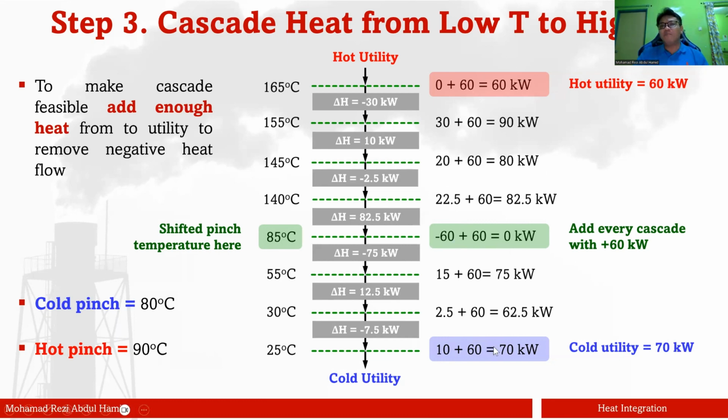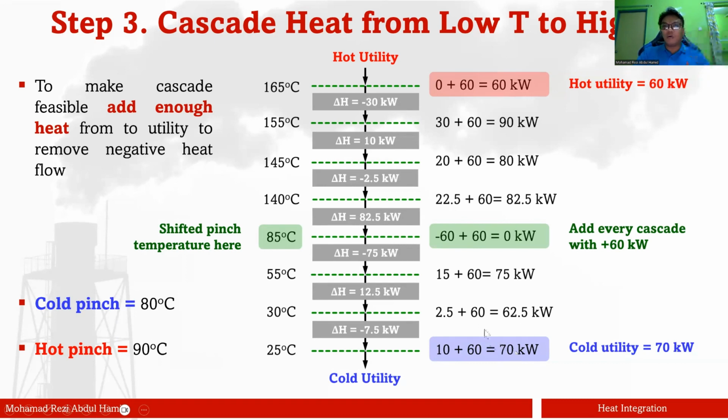So you do the same for the rest. So 0 plus 60 is 60, 30 plus 60 is 90, 20 plus 60 is 80, 22.5 plus 60 is 82.5, minus 60 plus 60 is 0. So 15 plus 60 is 75, 2.5 plus 60 is 62.5, 10 plus 60 is 70.